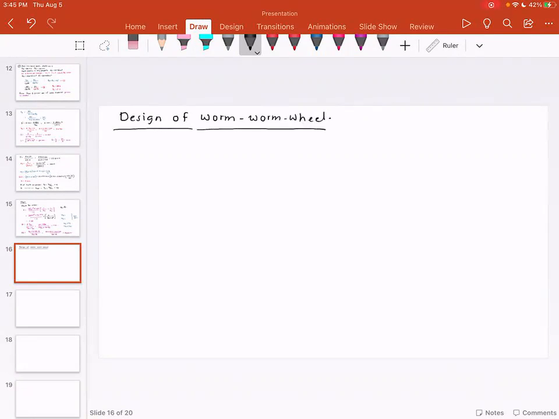So what is worm and worm wheel? So there are two types of worms. And before that, let me show you. Probably you have seen something like this. You have this big gear, and this big gear meshes with a small gear. But the important point here is the axis of the wheel. This is called as worm wheel or wheel. This is called as worm.